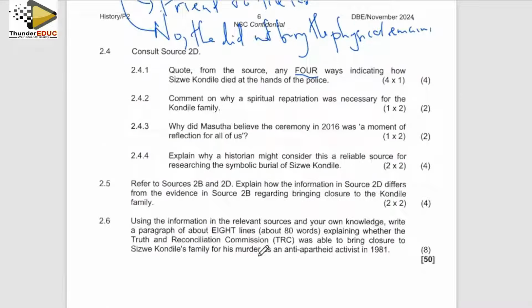Comment on why a spiritual repatriation was necessary for the Kondile family. Why was it necessary for the family to do that? Right, I would say there, it was necessary to symbolize the burial of their loved one, Sizwe Kondile. It was necessary to symbolize his burial.